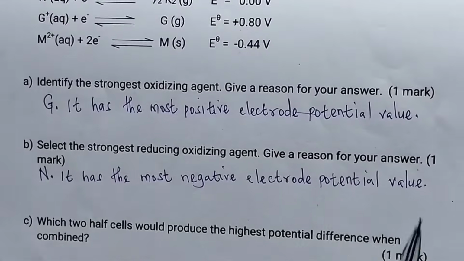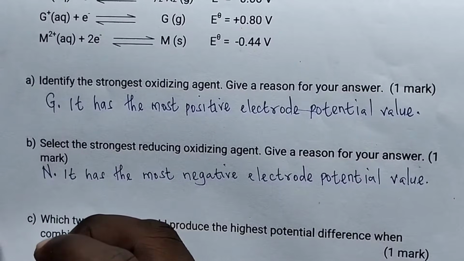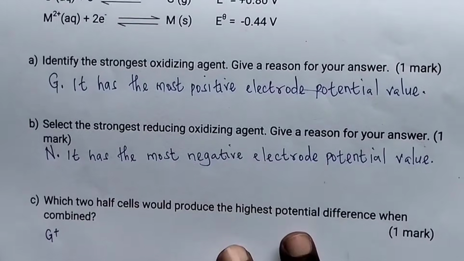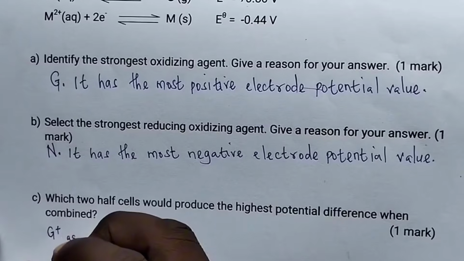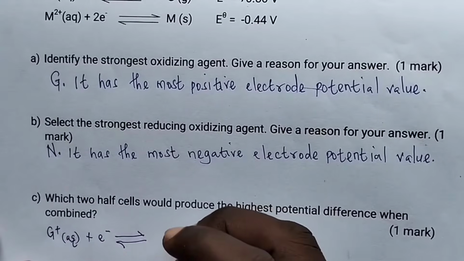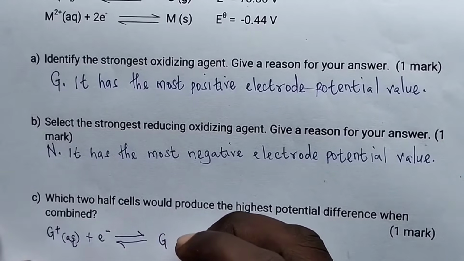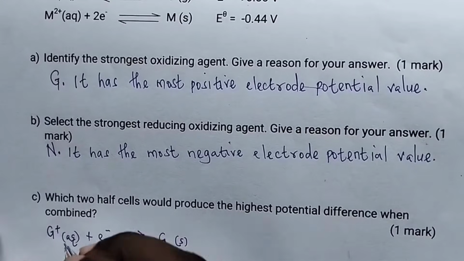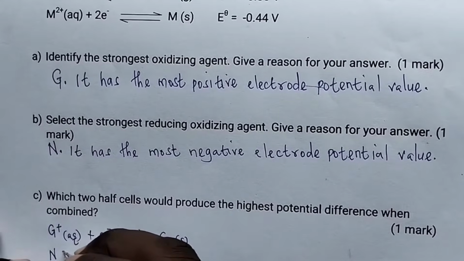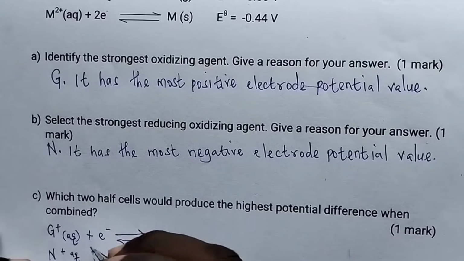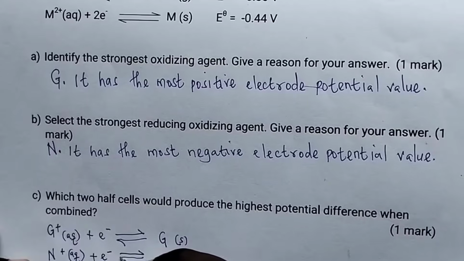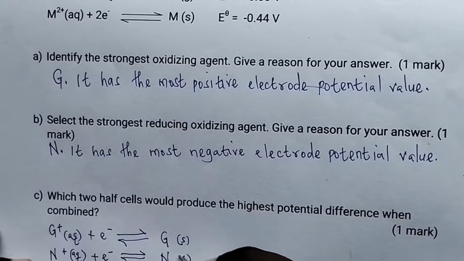So our answer will be, for the one with the most positive, G plus, aqueous, plus electron, we get G, which is solid. The other one is N plus, aqueous, plus electron, then we get N solid.